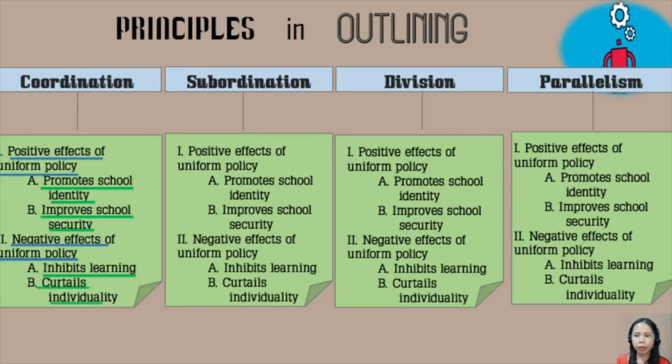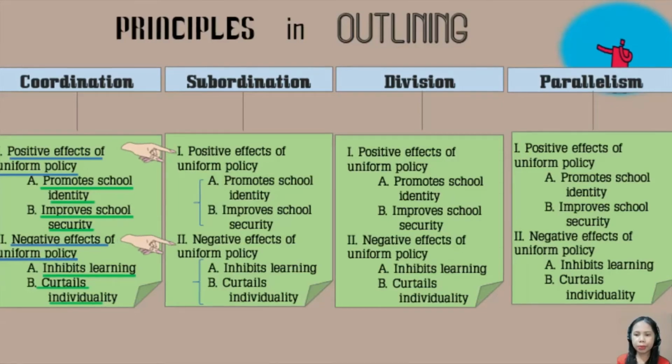The principle of subordination shows that minor details have to be placed under their respective major details. This means that in organizing information, you should do so from general to specific. So let's take a look at our example here. The more specific information is placed under the major topic. The more general the concept, the higher the level or the rank in the outline.